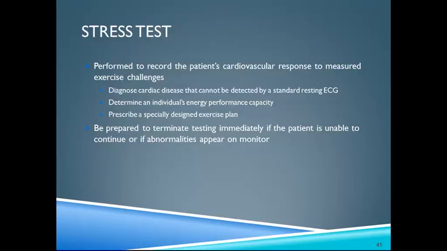Then we have the stress echo and the dobutamine echo. These stress tests are done with an echocardiogram. What we do is we do resting images of an echo prior to the stress test. Then we will have either the patient exercise on a treadmill, or we will give them a medication such as dobutamine to exercise them if they are unable to walk.